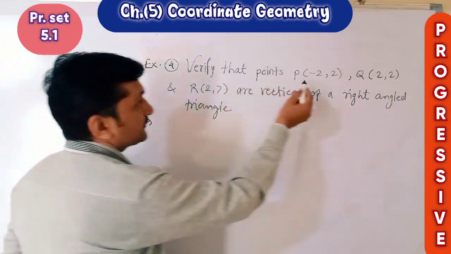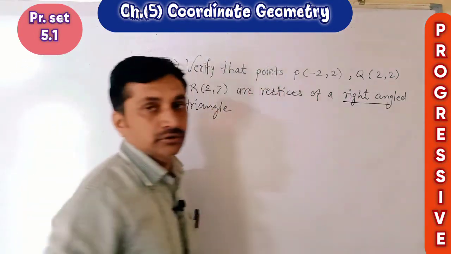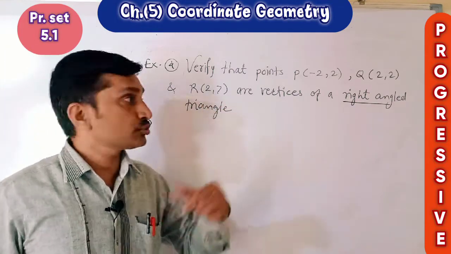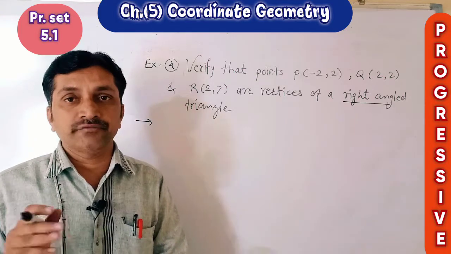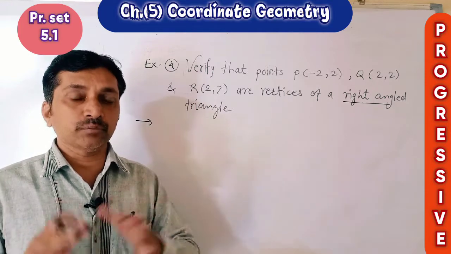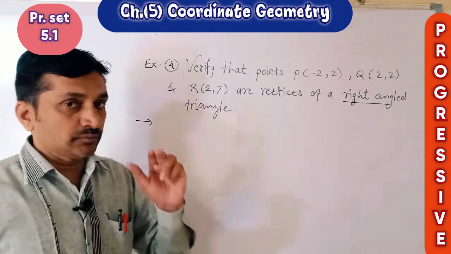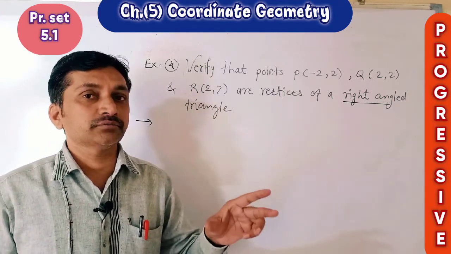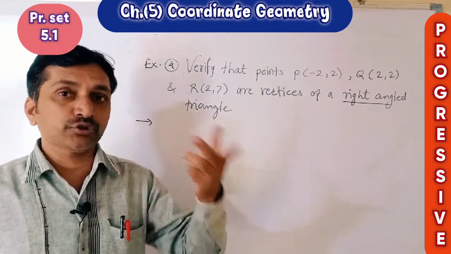Example: verify that points P, Q, R are vertices of a right angle triangle. It is not said that the triangle is a right angle triangle. We have to show that these are vertices of a right angle triangle. And if that is a right angle triangle, we know that the longest side square is equal to the sum of squares of the other two. Means here the sum of squares of any two sides should come equal to the square of the third. For that we have to find all three distances, squares of their distances.